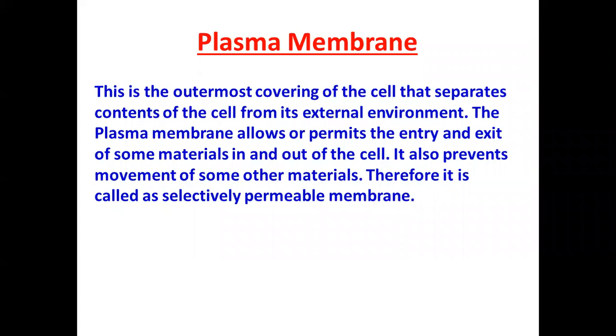Now, what is this plasma membrane? Plasma membrane is the outermost covering of the cell that separates contents of the cell from its external environment. The plasma membrane allows or permits the entry and exit of some materials in and out of the cell. It also prevents movement of some other materials. Therefore, it is called a selectively permeable membrane. This you have already studied in class 8 as well. Here you have to study in little detail.